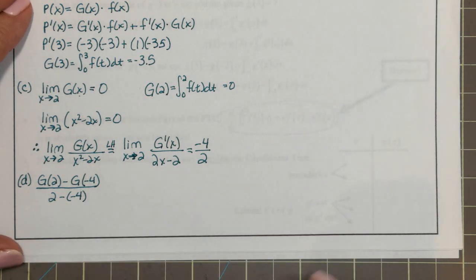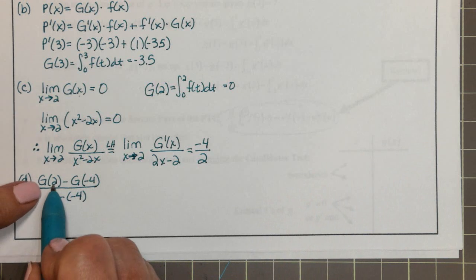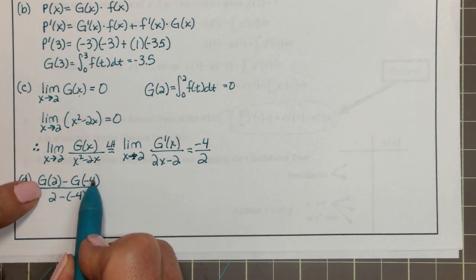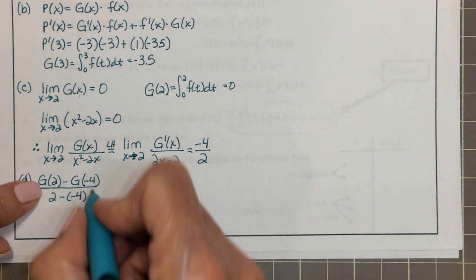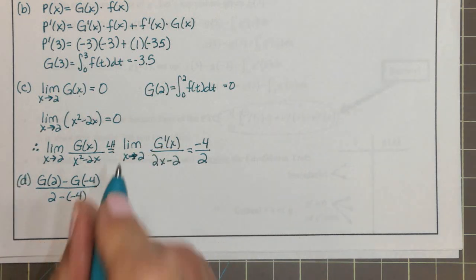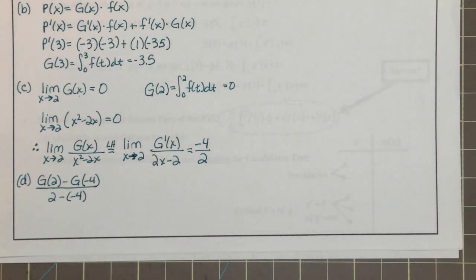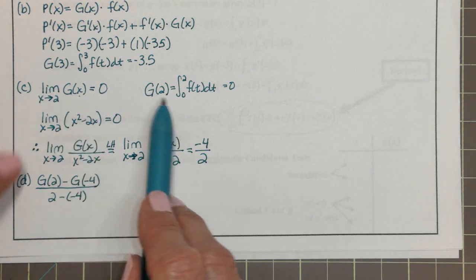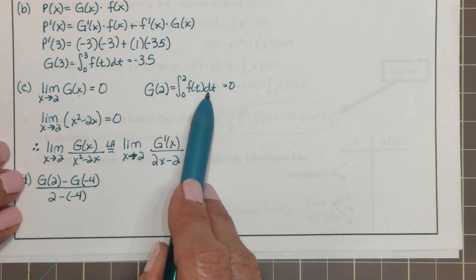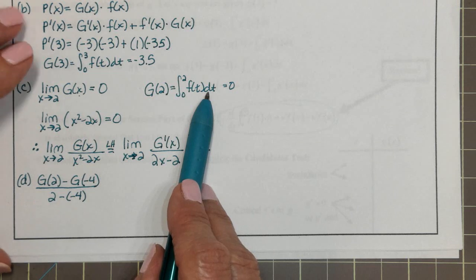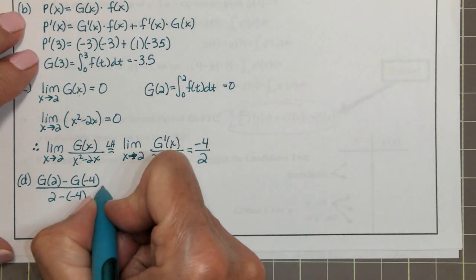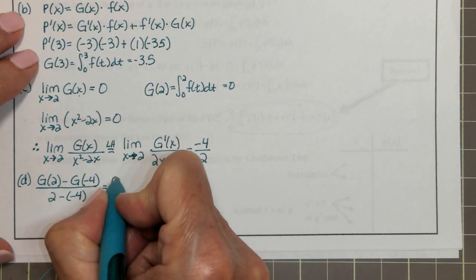Alrighty. Now, G of 2 minus G of negative 4. I'm thinking of what is easier. I could go and find, well, you know what, I already found G of 2. I did find G of 2 here. Okay, I found G of 2, so I think I'll just use that. So G of 2 is 0.